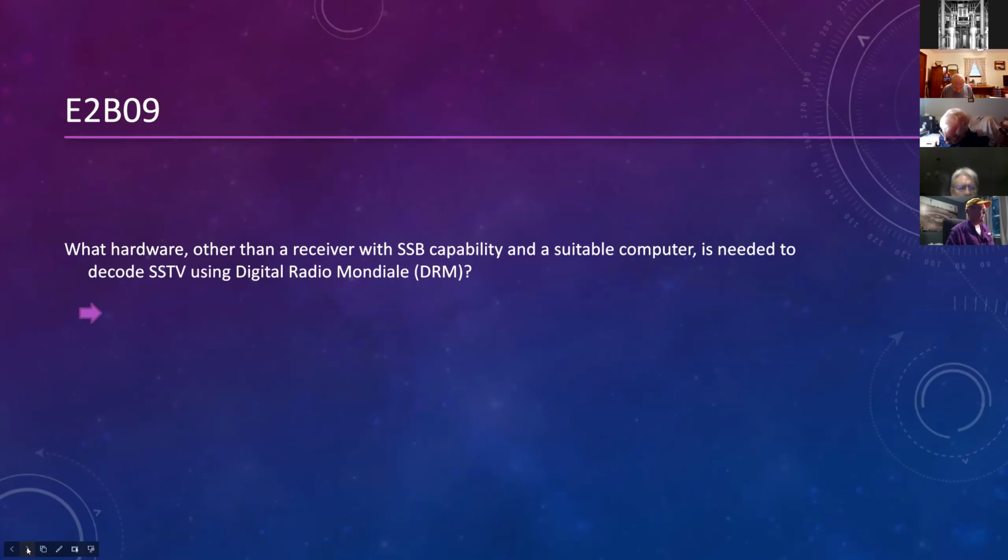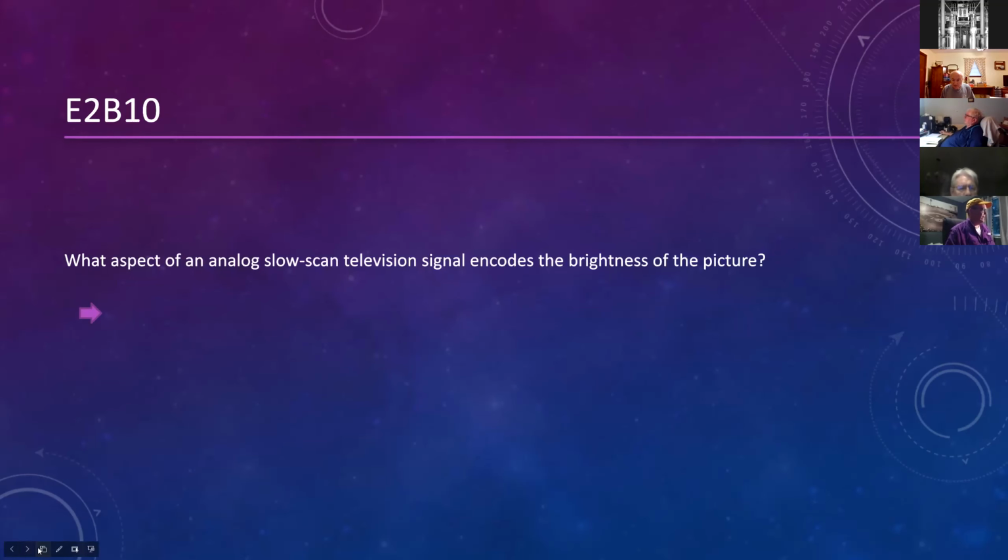What hardware other than a receiver with single sideband capability and a suitable computer is needed to decode slow scan TV using digital radio mondiale, DRM? The answer is nothing. No other hardware is needed. What aspect of an analog slow scan television signal encodes the brightness of the picture? It's going to be tone frequency. There's going to be another question in just a minute that has a similar answer, and I'll say something about that when we get to it.